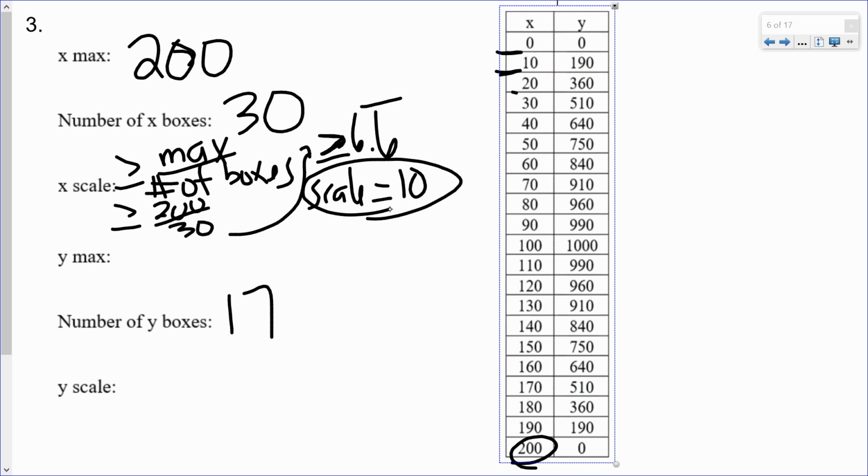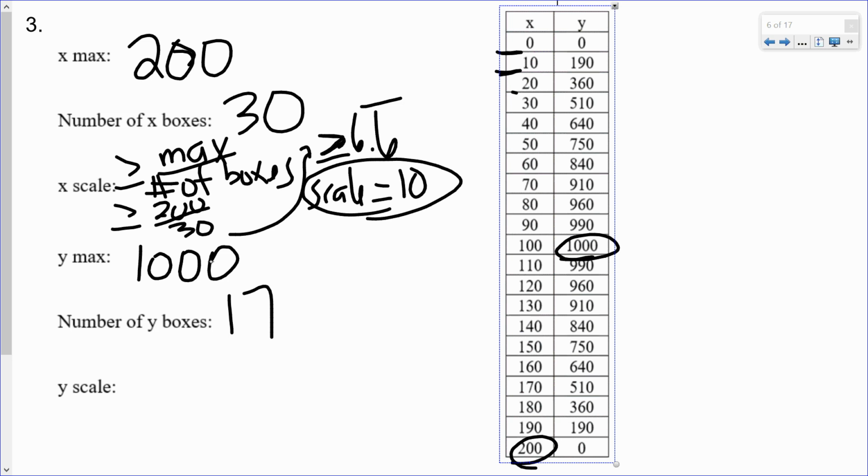It's not wrong if you chose 7 or 8. It is wrong if you chose 6 because it has to be larger than that value. Let me just give you a little bit of a hint. Let's look at the Y's. My Y max is 1,000.